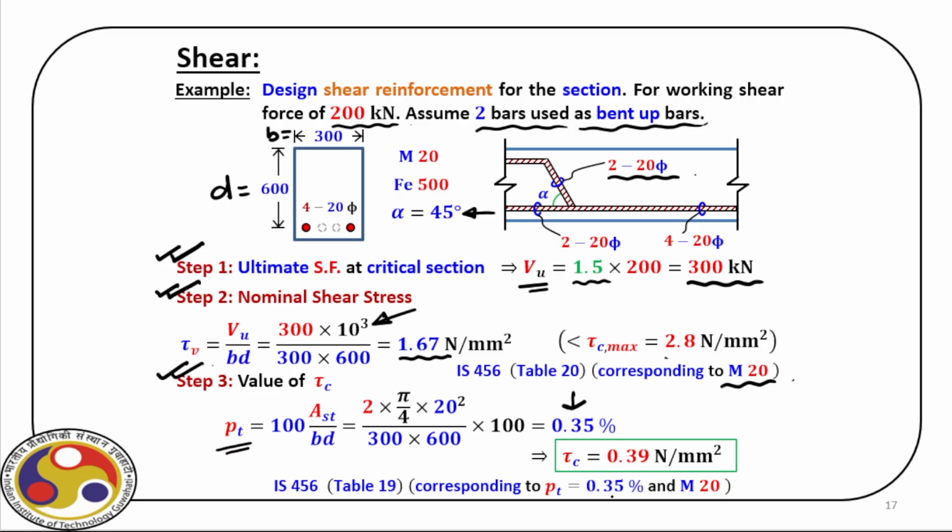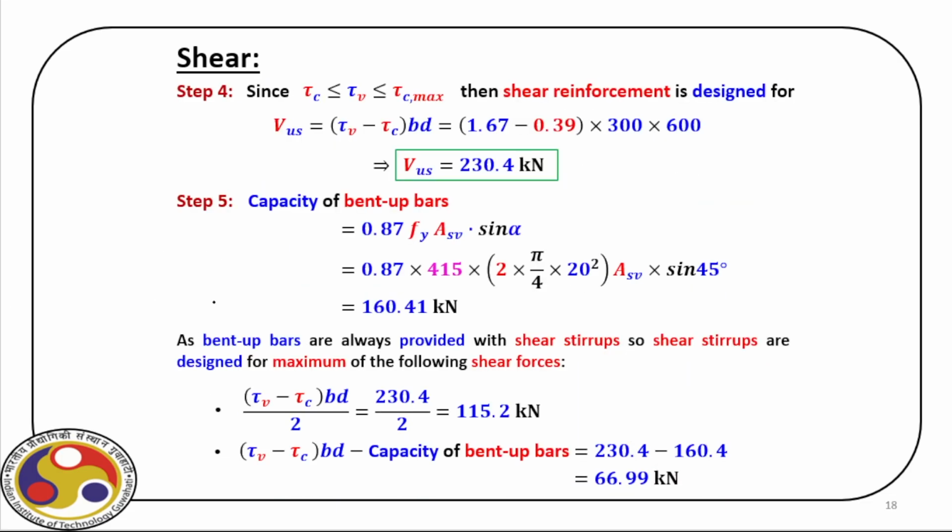Now for PT equal to 0.35% and M20, from table 19, we can get this tau C is 0.39 Newton per millimeter square. So what we see, our applied shear stress tau V is in between tau C and tau C max. If that is the case, we first have to find out what is VUS, and that is 230.4 kilonewton. Then next we have to find out the capacity of the bent up bars. For that, I have already explained this earlier. Alpha is 45 degrees, so we can find out what is the capacity, which is 160.41.